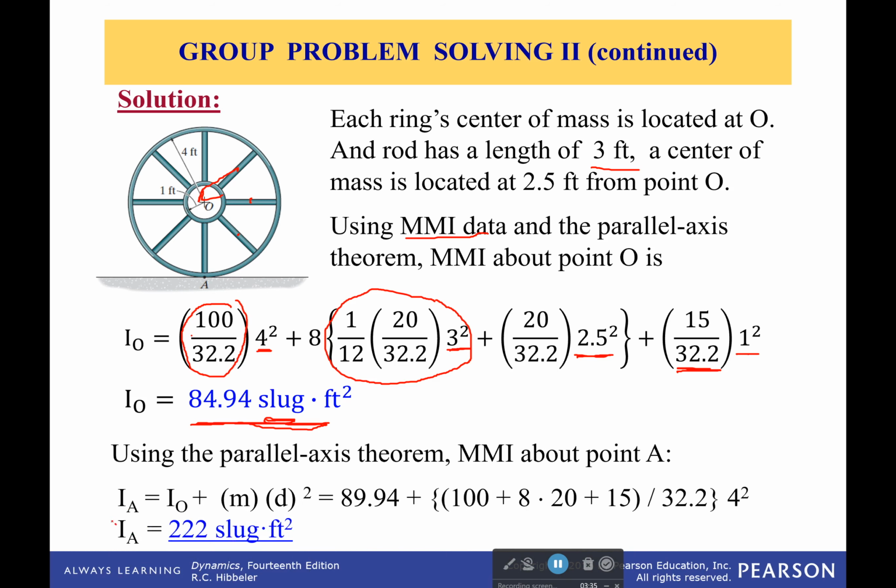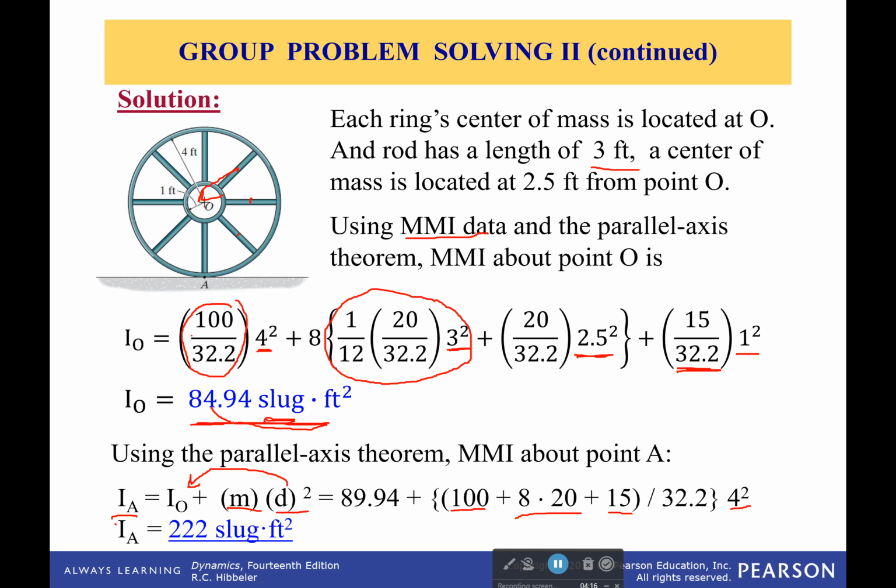To fix it, to take it to point A, we simply have to realize that it's just our mass times the distance between the centroid of this, whatever that is, to where we want. And guess what? Even though we have all of those crazy pieces in there, even though there's all that work, we don't have to take into account that they're all in different locations for those rods. All we have to do is say, well, there's a mass of 100 for the big ring, 15 for the small, and there's 8 times 20 for all those rods. And what's the distance between the centroid O and the point A? It's 4 feet. And we're done.